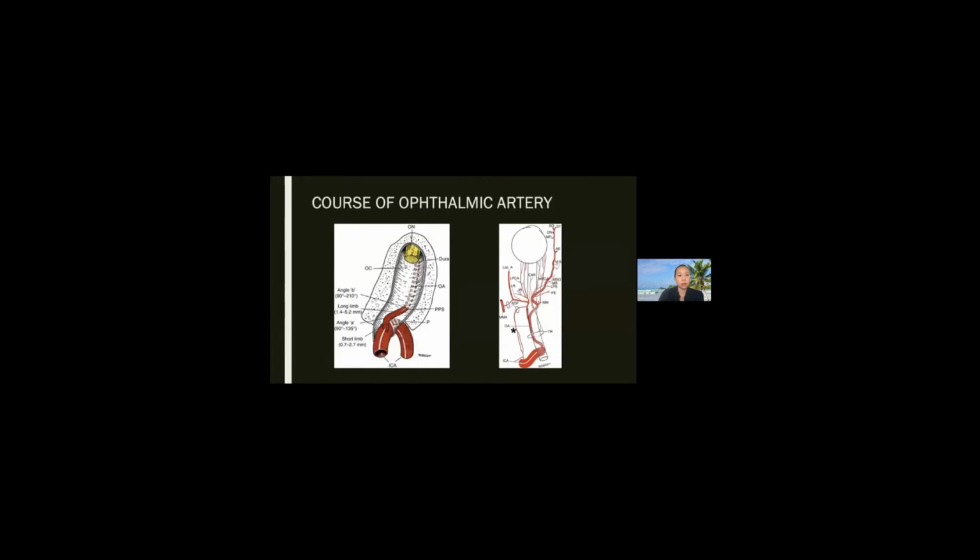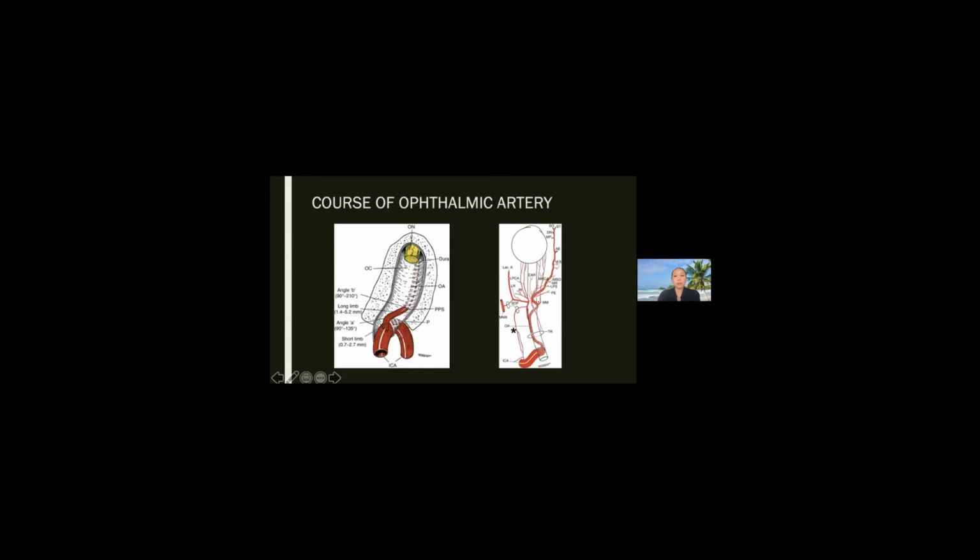And then the course of the ophthalmic artery is pretty interesting and important. So first it takes a small turn, which is angle A, and then it takes a larger turn, which is described as angle B. And then as we discussed, it travels inferolaterally to the optic nerve, then crosses over and goes medial to supply some of the extraocular muscles.